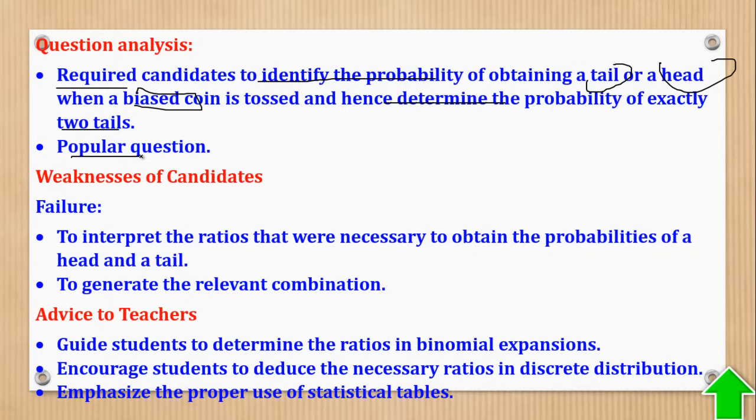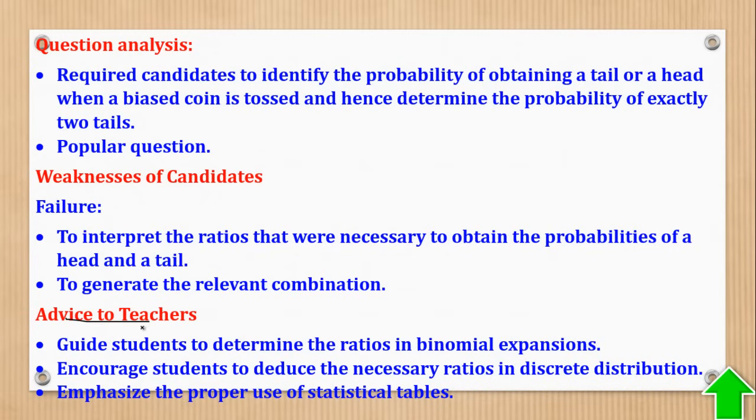The question was popular, meaning many students attempted it, but not all got it correct. So what was the weakness? The weakness was failure to interpret the ratios that were necessary to obtain the probabilities of a head and a tail. Another one was failure to generate the relevant combination. Remember, it should be n combination r times p to the power r times q to the power n minus r, and that formula is available in the logbook. So I encourage you not to make the mistake when the formula is there in the logbook.